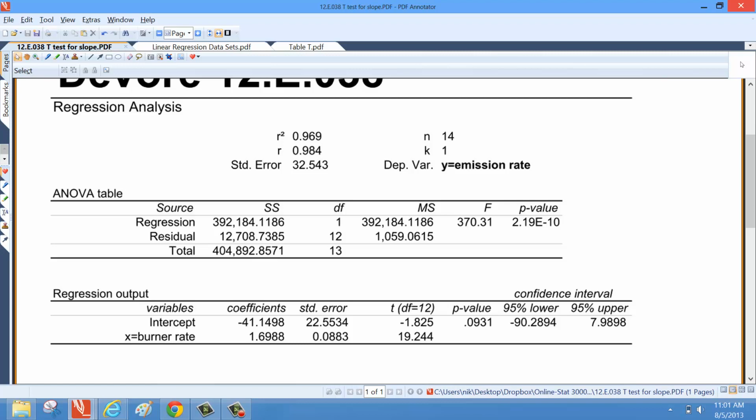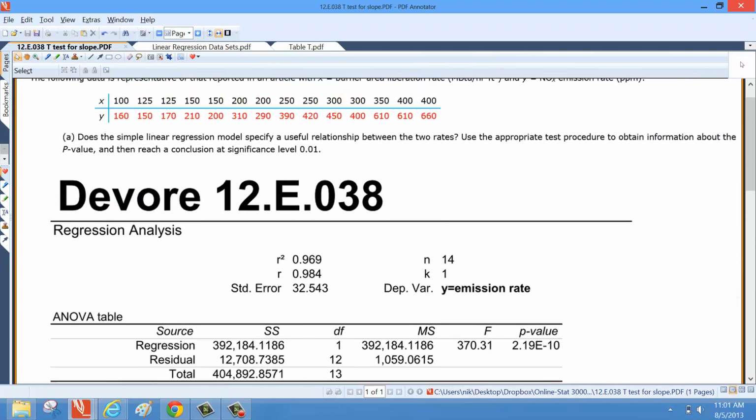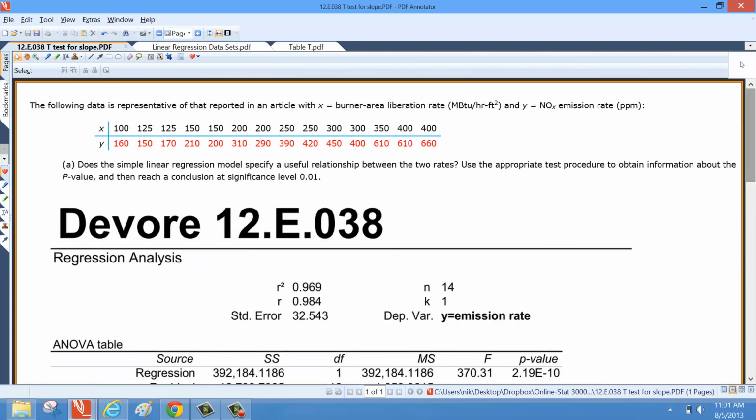So we are going to work on a problem. It's from DeVore, 8th edition, chapter 12, exercise 38. And it asks us, is the following data representative of that reported in an article, where we have our independent explanatory variable, x, which is a burner area liberation rate, and our response variable, or our dependent variable, y, is the emissions rate. Now, this is copied from WebAssign, so it does have randomized values, the red values.